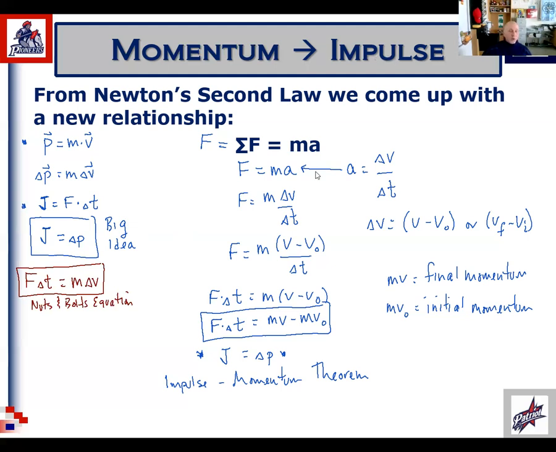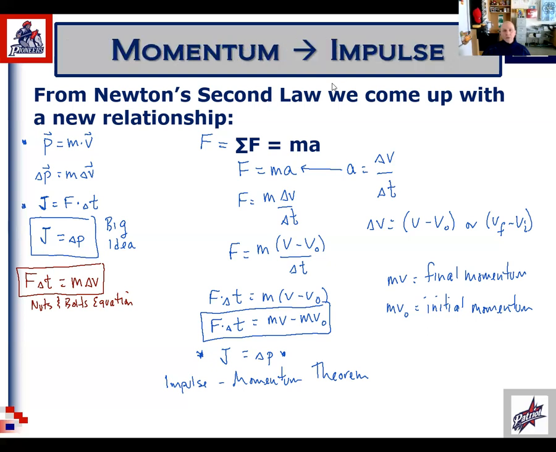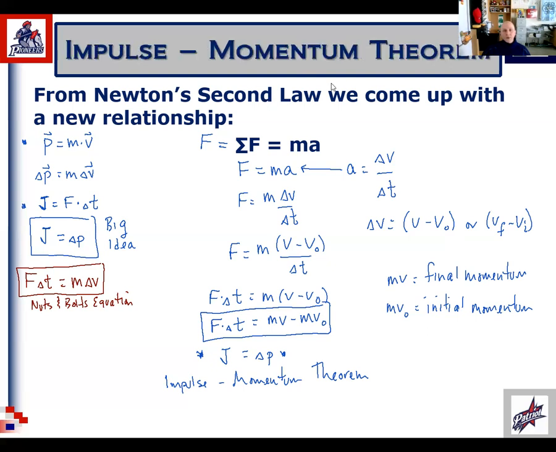Questions on that? So what you can see though, it all starts from Newton's second law. This all comes from Newton's second law and the definition of acceleration. But now we have a completely new way of thinking: we don't care about acceleration now. We do care about the force and time, the mass and velocity, and how they are related. And so we have the impulse momentum theory.